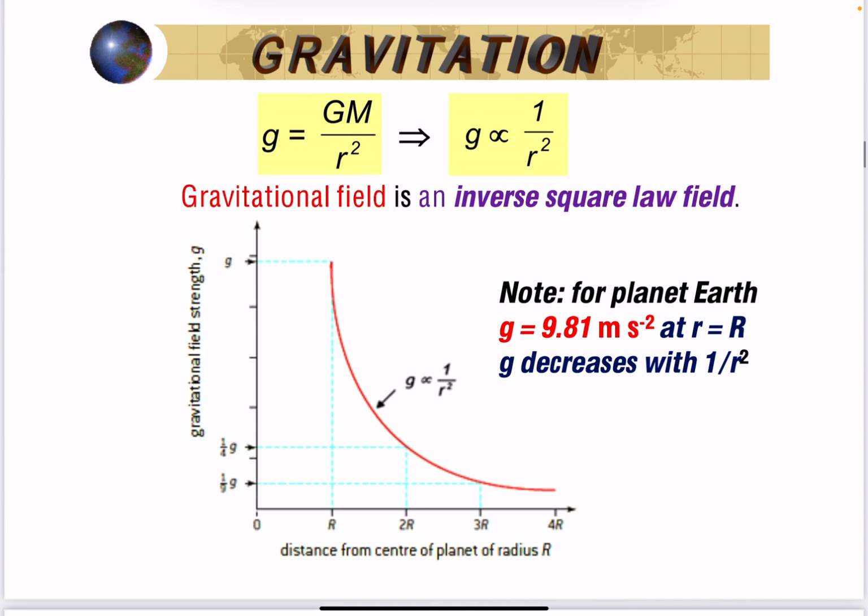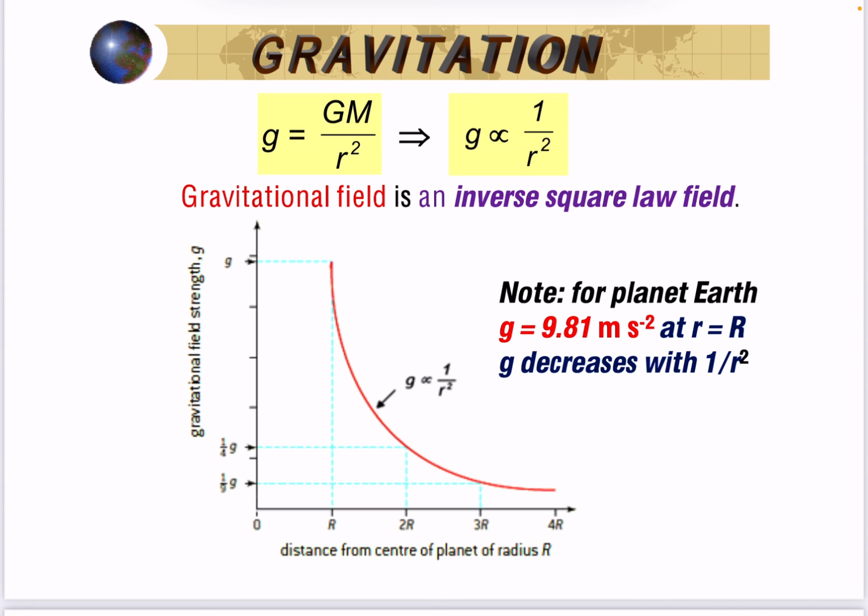This graph shows you how the gravitational field is actually an inverse square law field. If we were to plot g against r, it will be a curve. That's a 1 over r squared curve.